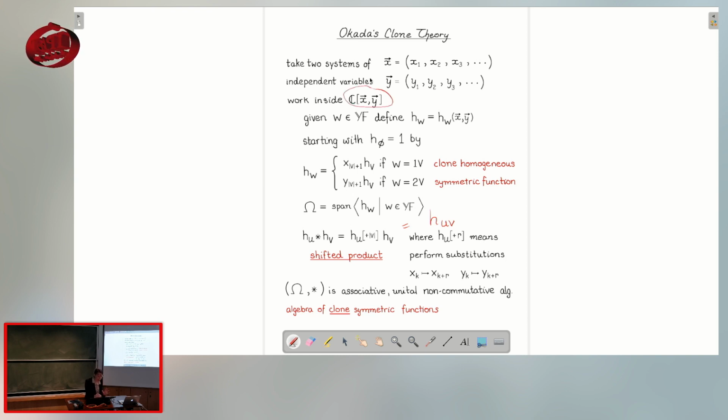We're living inside of this commutative algebra, but we're using a different product. And then we extend this product by linearity to the entire span, and so this omega then becomes an associative non-commutative algebra. That object is called the clone symmetric function ring, even though there's nothing symmetric about it.